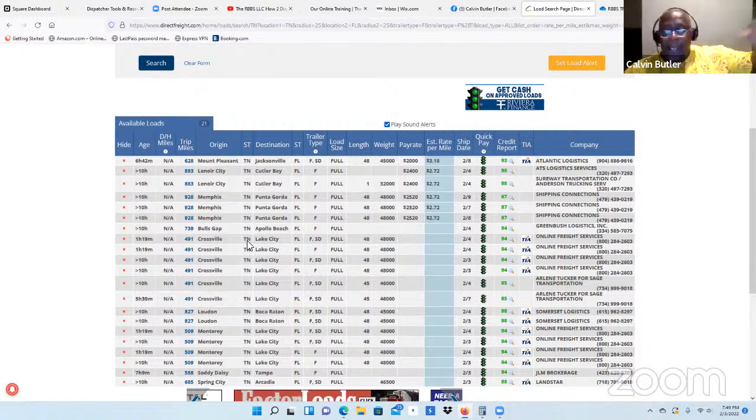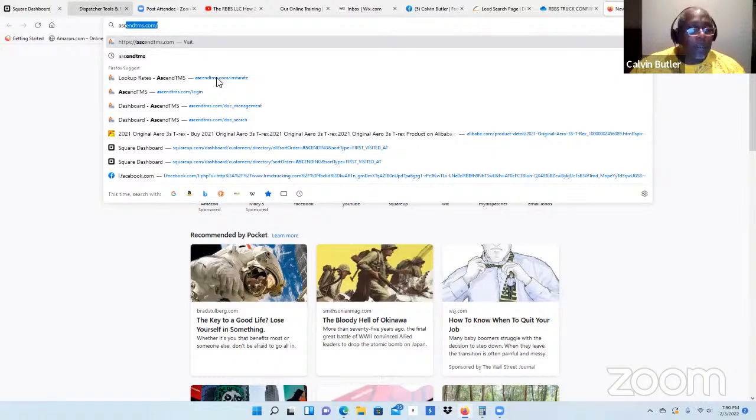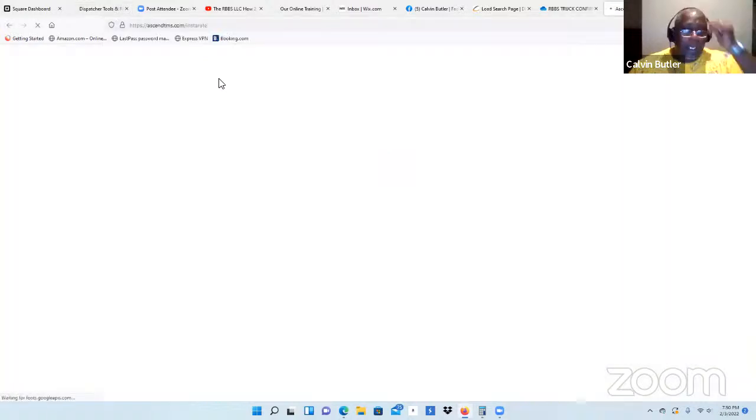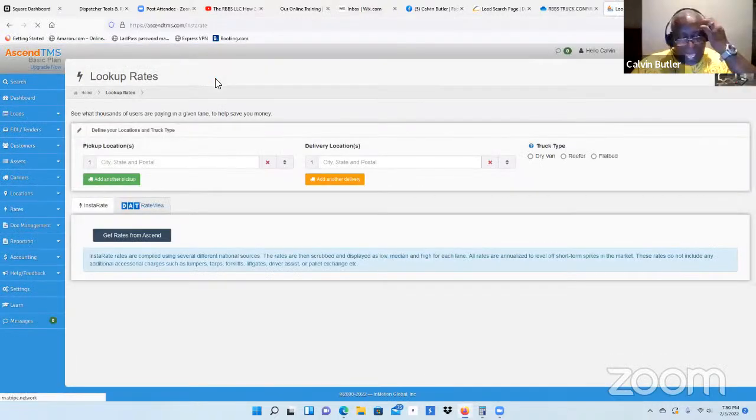How do I know this? I've been doing this for a while, but let's check that. Let's check Crossville to Lake City. Let's check the lane rates, and let's go and do our lane rate calculator. Insta rate. I'm gonna add this lane rate calculator to the back office site too. Maybe I might get to it tonight.